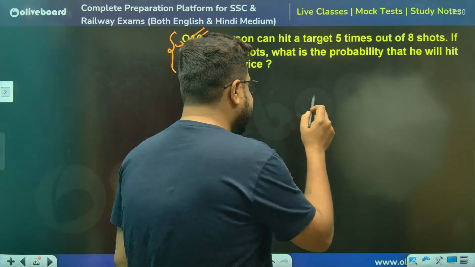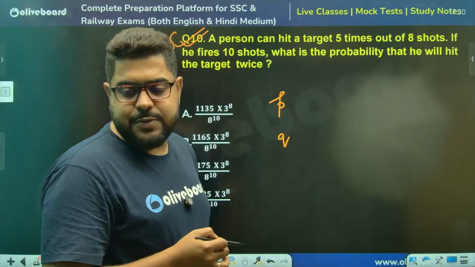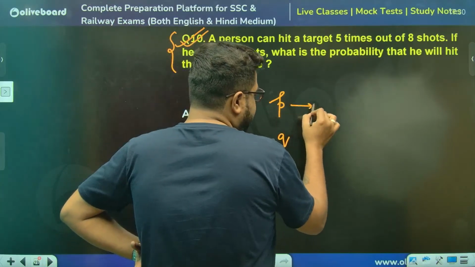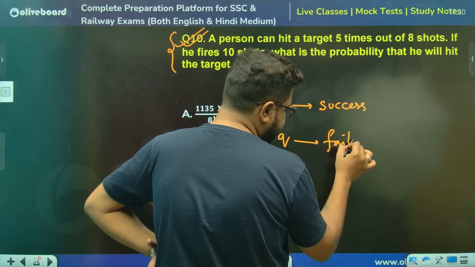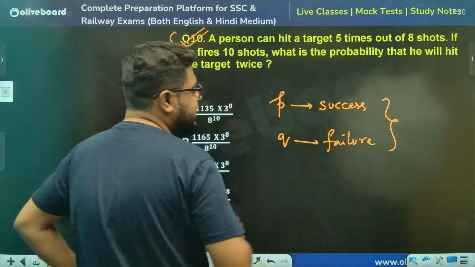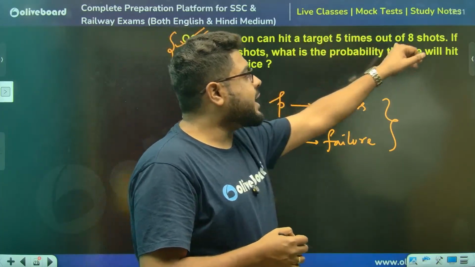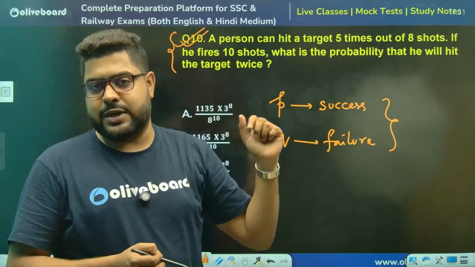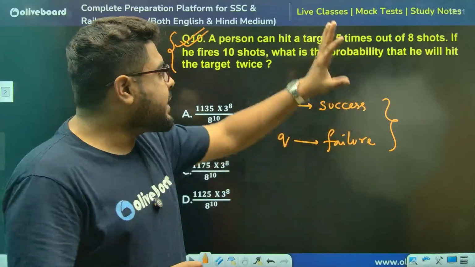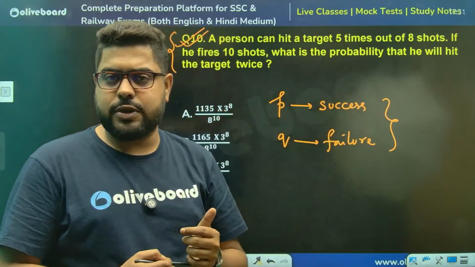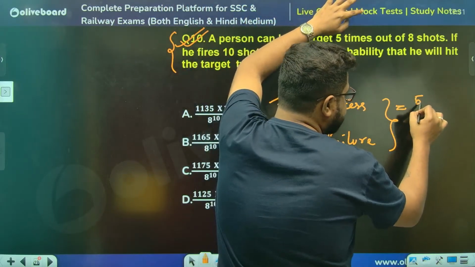One possibility we call success, which we denote by P. Another possibility is failure, which we denote by Q. P stands for success. Q stands for failure. That's all there is. So now in this case, a person can hit the target 5 times out of 8. Meaning success is what? Here, success will be considered when he hits the target. So success will be 5 times out of 8 times.